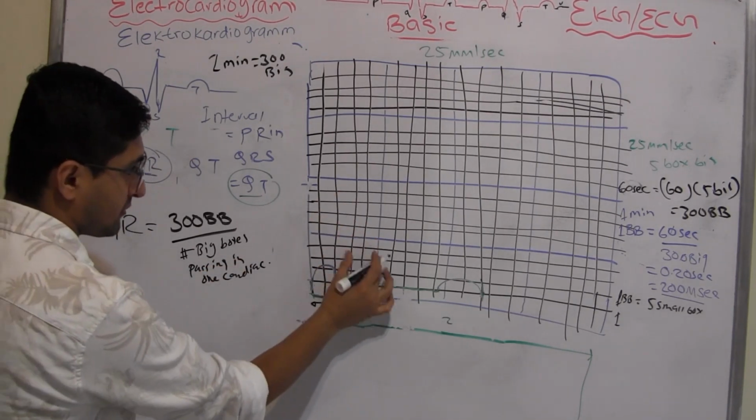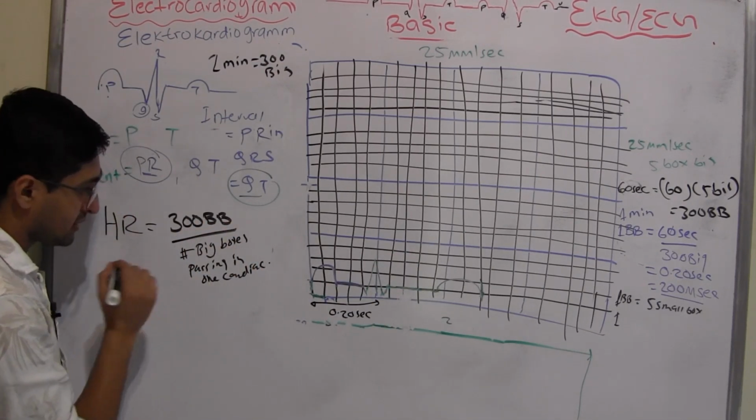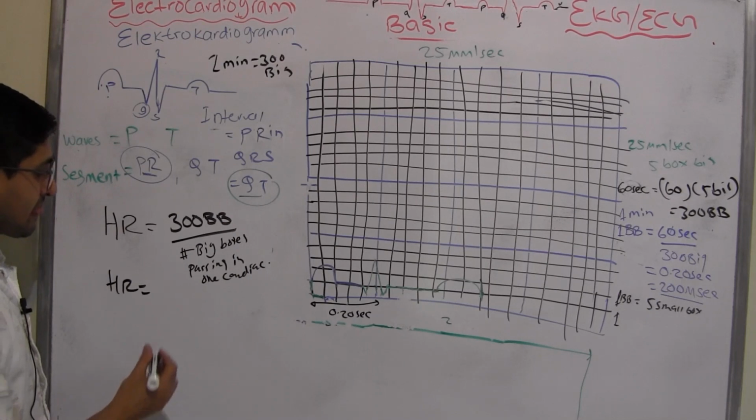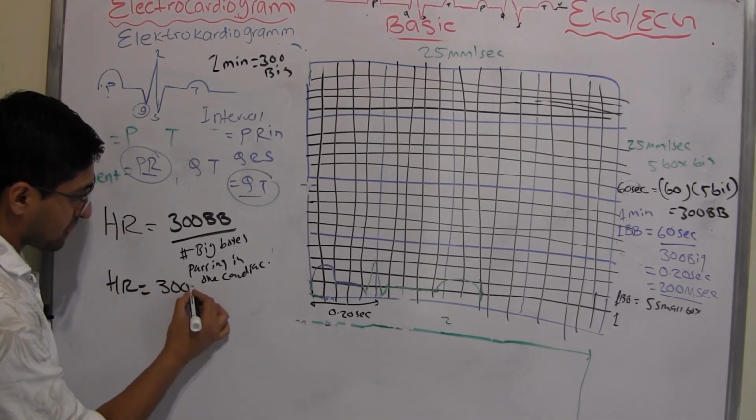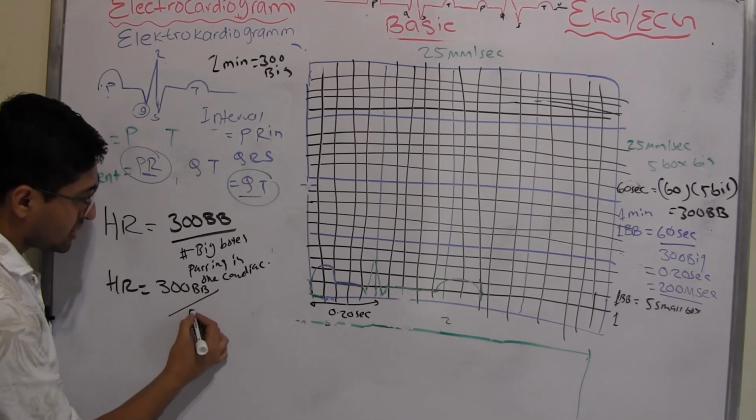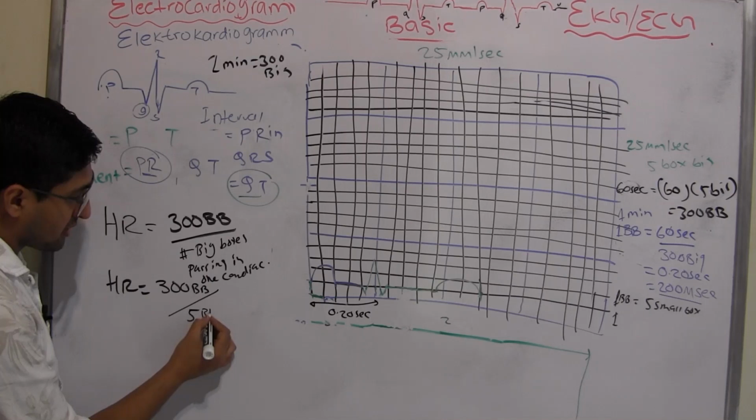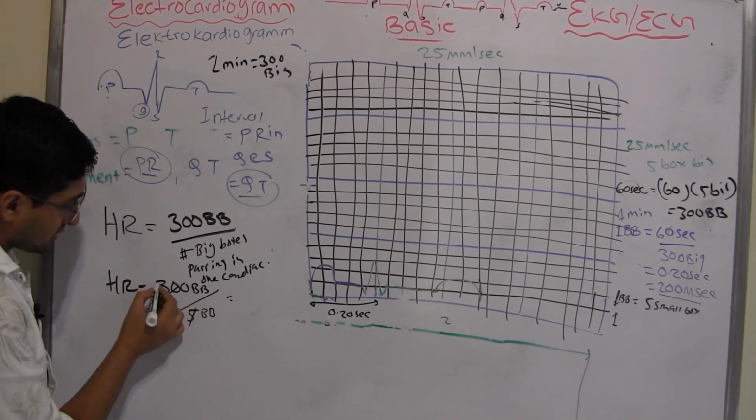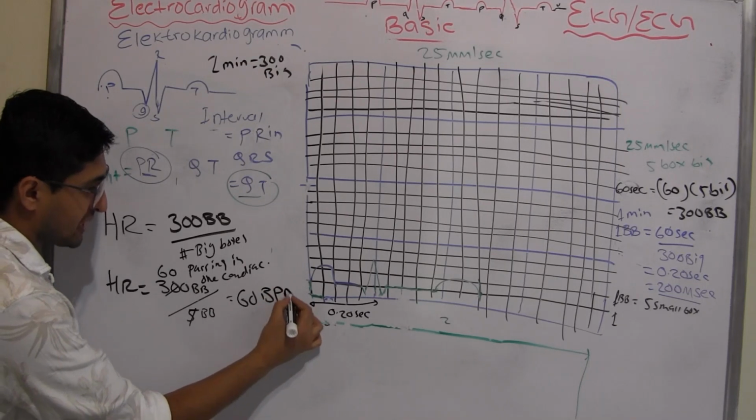And just count the big boxes. You do 300 divided by the number of big boxes. So for instance, in one cardiac cycle, let's say 5 big boxes pass. So you just divide 300 by 5 big boxes. So what does that give me? 60 beats per minute.